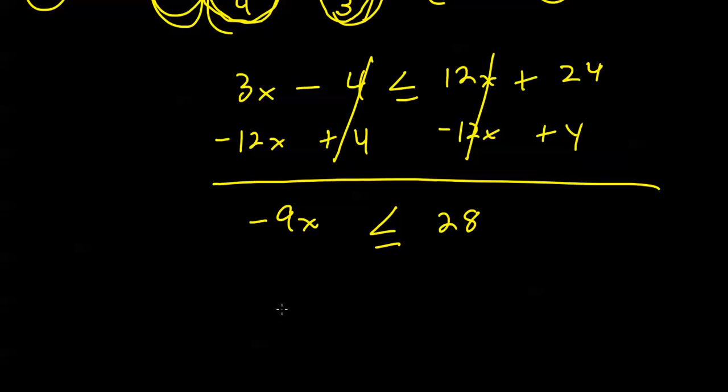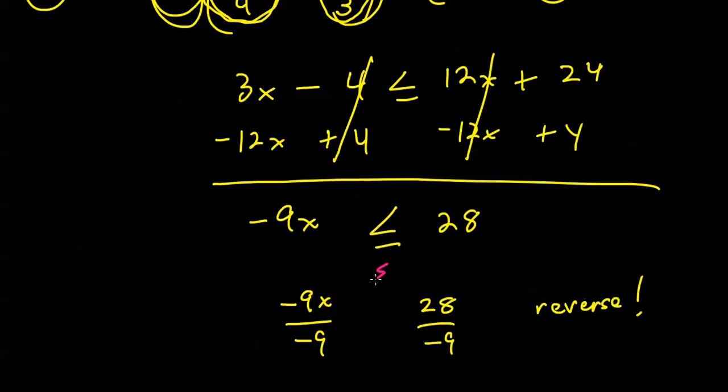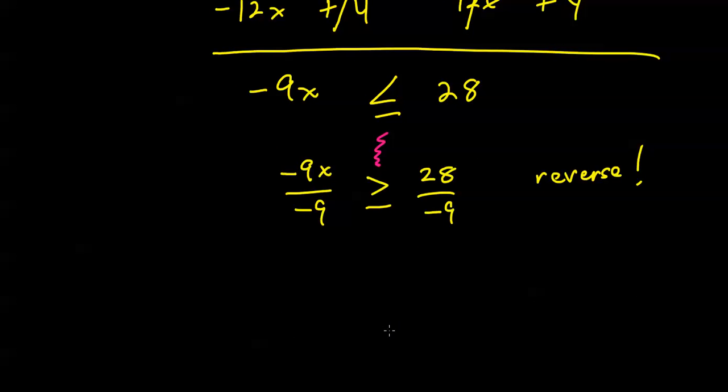Alright, so now I'm going to divide both sides by a negative 9. Again, you want to isolate your variable nice and clean on one side of the inequality. And look at that. I did that on purpose. You must reverse the inequality arrow. And let me highlight that. Because you're dividing both sides by a negative 9. Okay? So I'll simplify now.